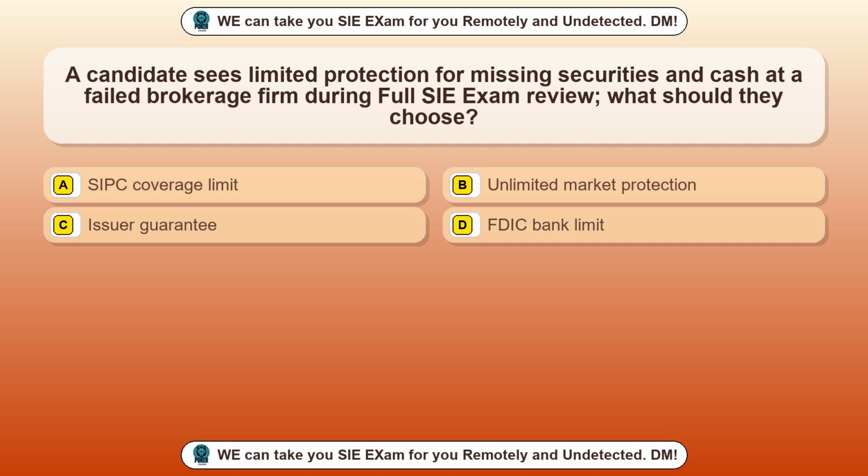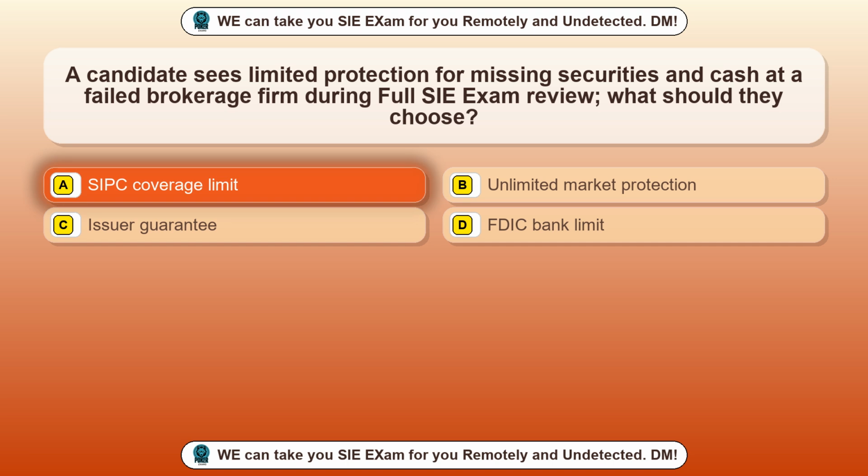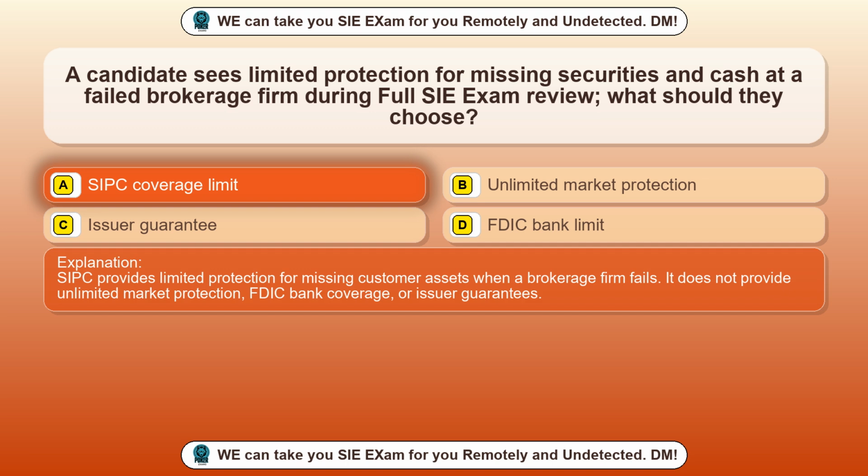Question 31. A candidate sees limited protection for missing securities and cash at a failed brokerage firm during full SIE exam review. What should they choose? Option A, SIPC coverage limit. Option B, unlimited market protection. Option C, issuer guarantee. Option D, FDIC bank limit. The correct answer is option A, SIPC coverage limit. SIPC provides limited protection for missing customer assets when a brokerage firm fails.